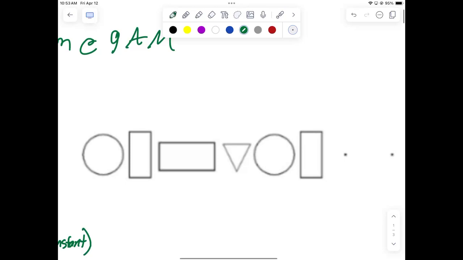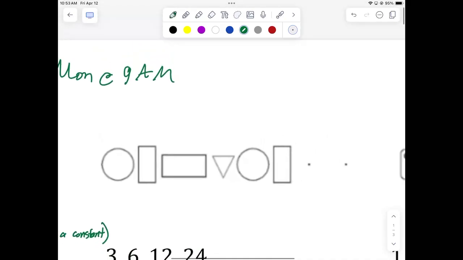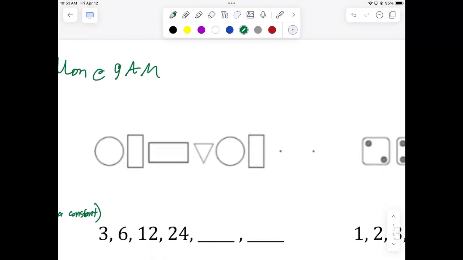Circle, rectangle, rectangle, triangle, circle, rectangle. What comes next? Rectangle sideways, right? And what comes next? Triangle. And then, okay, so the pattern repeats.